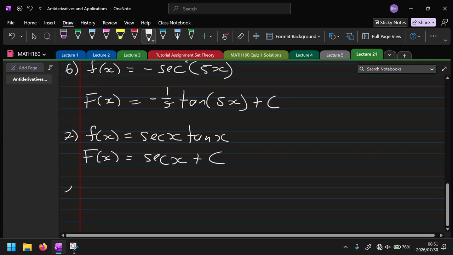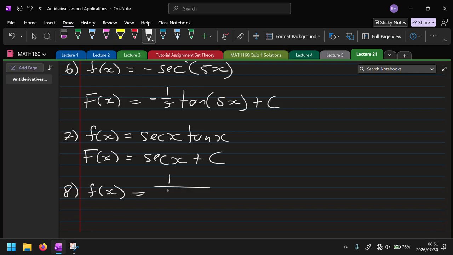Number 8. f of x is 1 over 1 plus x squared. Now here we can't do any splitting, right? We've got 1 plus x squared in the bottom here. Can't write that as separate fractions. There's no quotient rule for antiderivatives. So this whole thing must be the derivative of something. That's the only possibility. So the derivative of what gives us this?